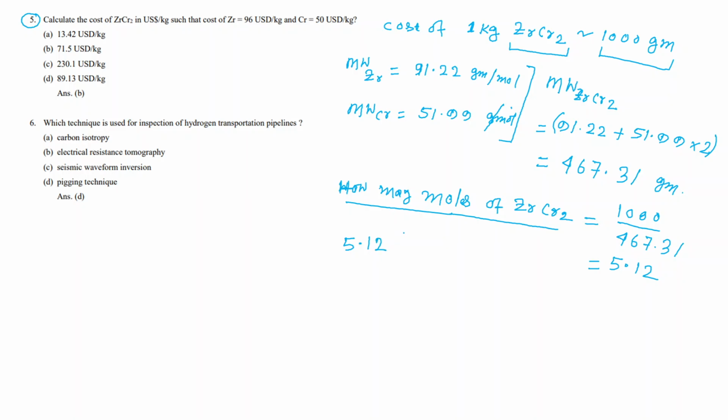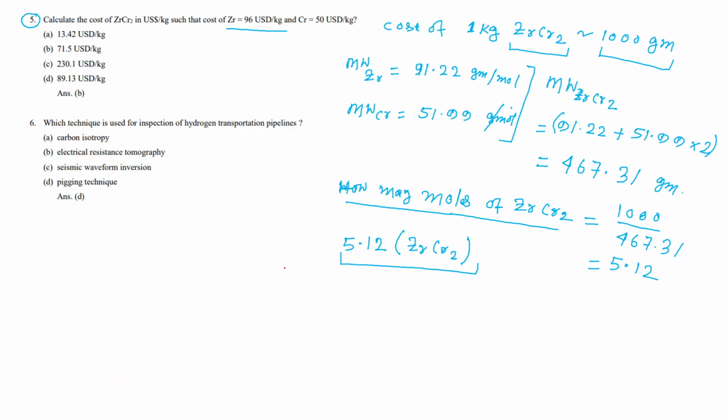The question is asking for the metal cost of 5.12 moles of ZrCr2. Okay, so now we are going for the cost estimation. It is given that 96 US dollars per kg means that the cost of 1 kg of Zr is 96 US dollars. So you can write the cost estimation. I am taking a different color.